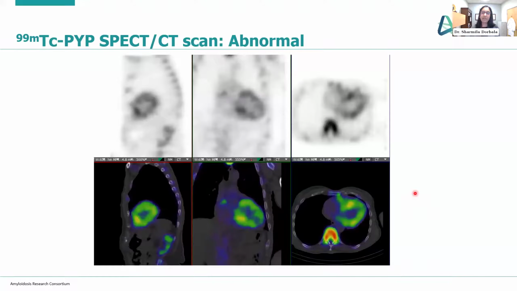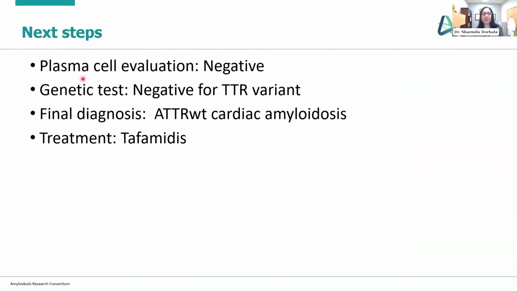So does he have transthyretin amyloid is a question. Again, remember, we cannot tell based on this test whether it's light chain, transthyretin, or other forms of amyloid. It tells us that this is amyloid. So you do need to exclude light chain amyloidosis. So he underwent plasma cell evaluation that was negative. Therefore, the conclusion was this is transthyretin form of amyloid.